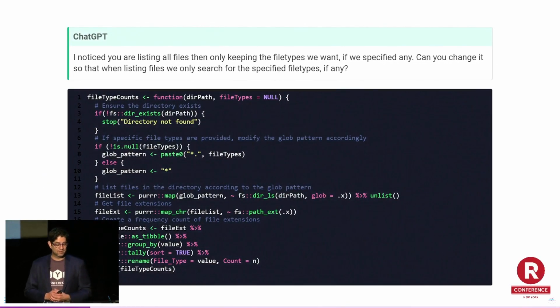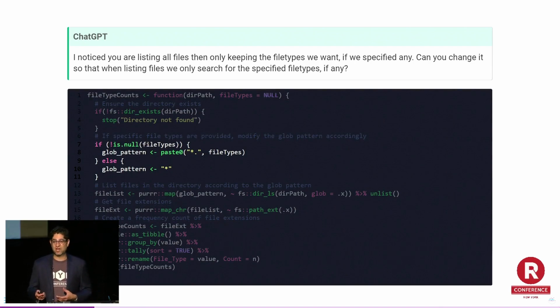But then I noticed something, that you are listing all the files when keeping the file names we want, if we specified any. I said, can you change it so that when listing files, we only search for the specified file types, if any? So rather than searching for all the files and then reducing them, just search for fewer files to begin with. So first, it does a check here.